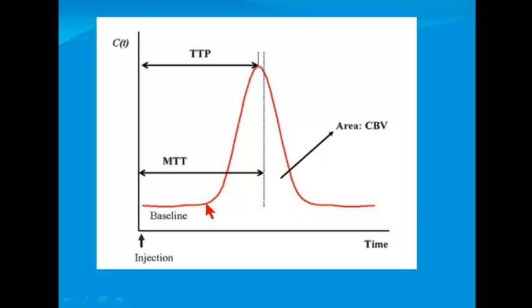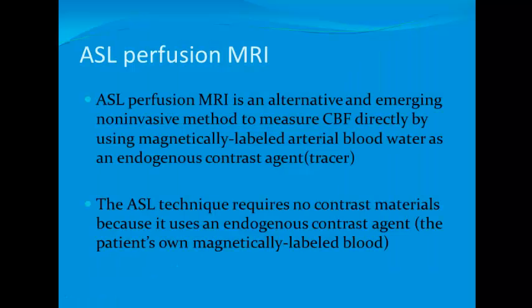And from this, we can establish parameters such as time to peak of the contrast, mean transit time of the contrast, and cerebral blood volume, which are all important parameters in assessing patients with cerebral vascular disease, not just in pediatrics, but in adult cases.